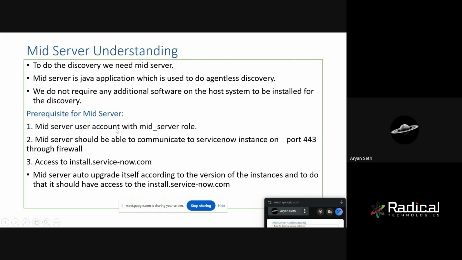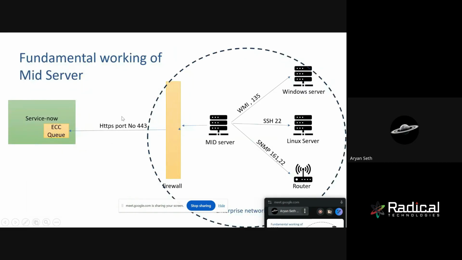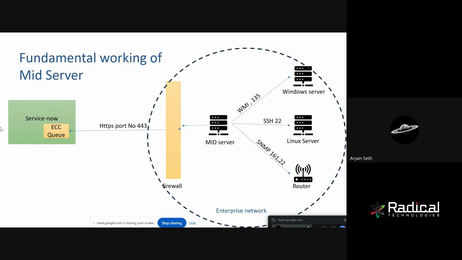The mid server user account and these are the prerequisites which you need to configure in ServiceNow. The mid server should be able to communicate on port number 443. These are the port numbers which we need to open on the client infrastructure. I'll give you a brief overview of how the discovery works. On the ServiceNow side, you have the discovery enabled. You need a plugin to enable the discovery in ServiceNow. What happens is you communicate on a port.